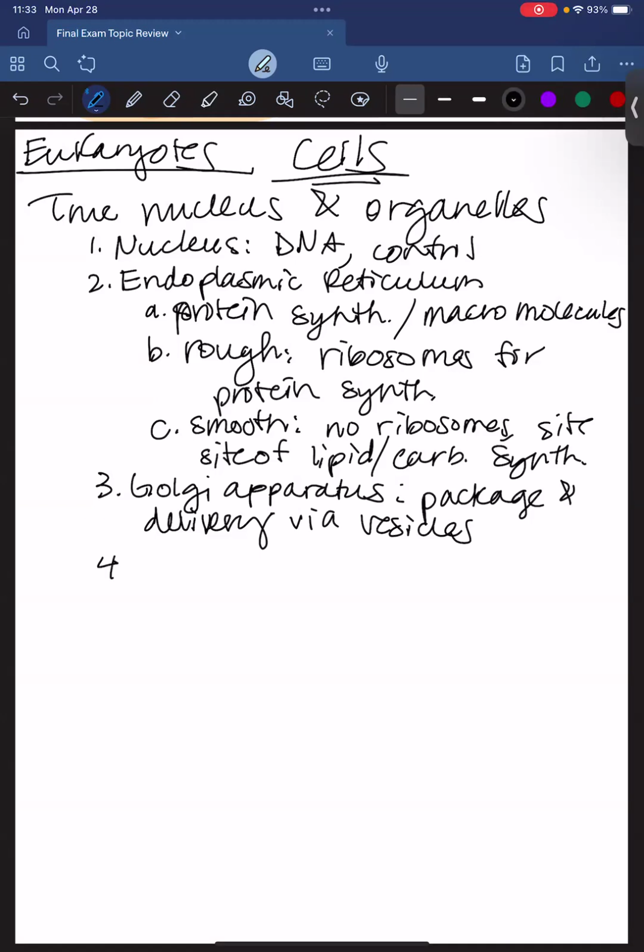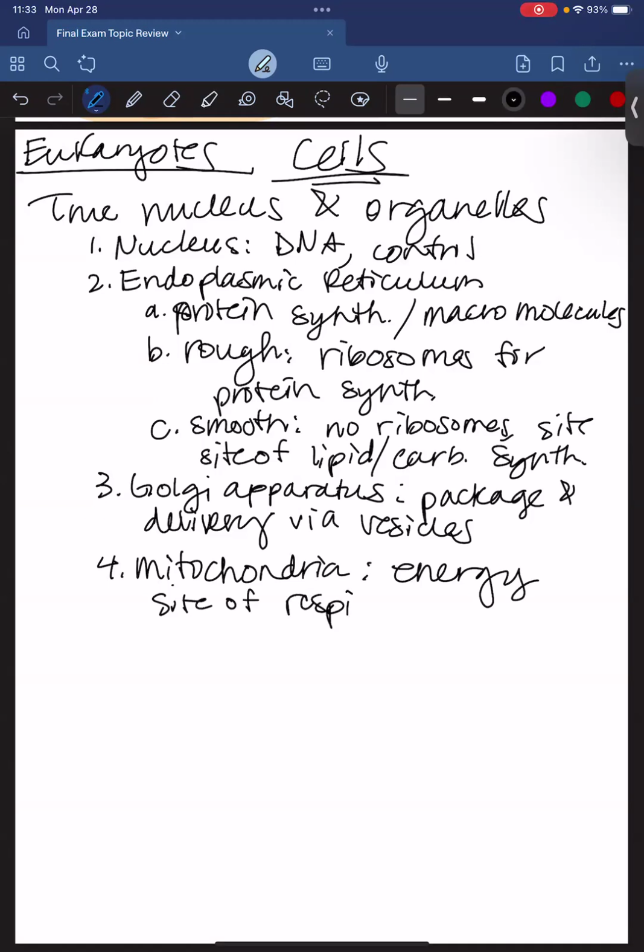All right, what's the mitochondria? Site of respiration, right? ATP synthesis. Okay, so we'll come back to this. I'm going to highlight this one because we're going to come back to it. This is going to be important in a little bit.